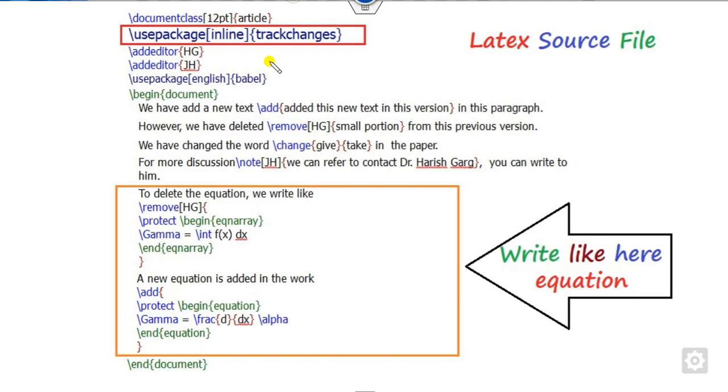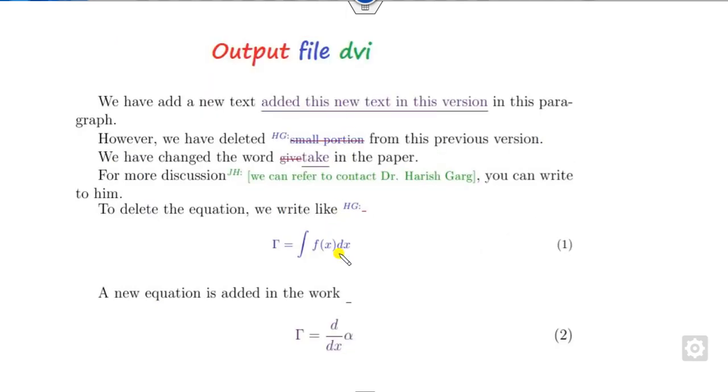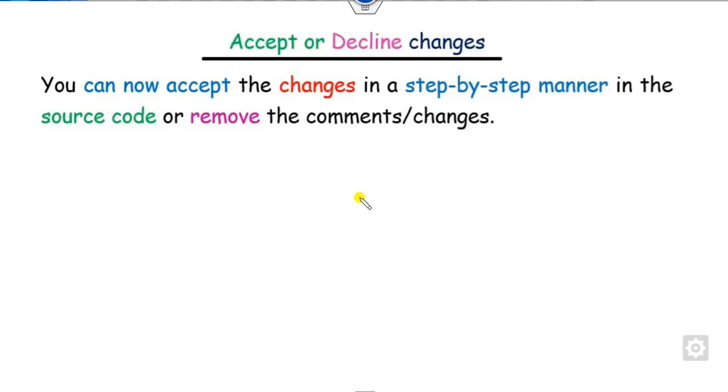On the other hand, if you use this as an inline for the same text, what is the output? You can see this red line means this text is deleted, and the new equation is added here. It is quite obvious that you may think, if this equation is deleted, why is equation number 1 still present? I will tell you in the next one minute.